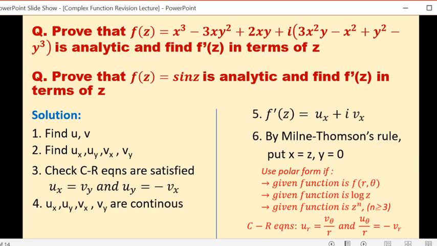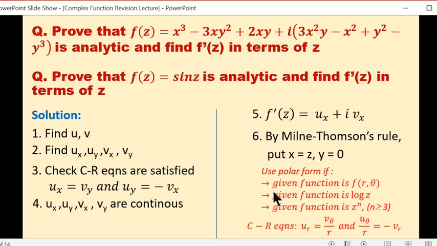ओके, अभी इसमें कुछ पॉइंट्स क्या याद रखना है. मोस्टली हियर द स्टेप्स आई हैव गिवन इज विथ रिस्पेक्ट टू कार्टेशियन फॉर्म. तो इसमें एक और फॉर्म है कॉशी-रीमान इक्वेशंस का, दैट इज पोलर फॉर्म. सो व्हेन डू वी यूज पोलर फॉर्म?